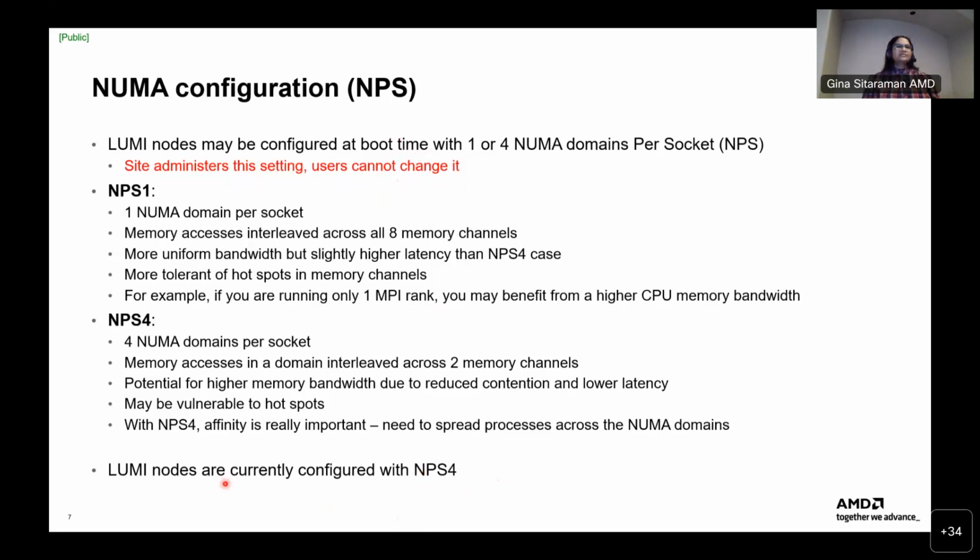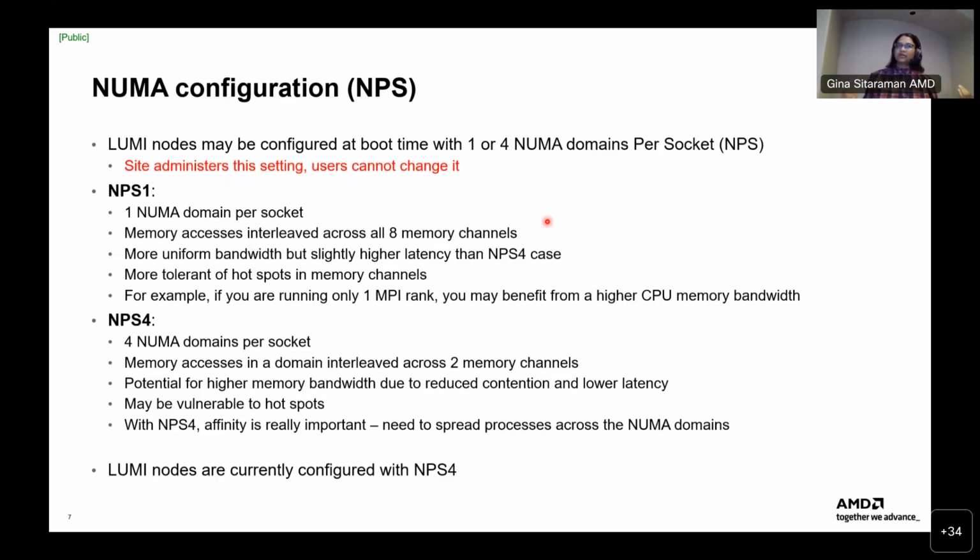So what is the difference between NPS 1 and 4? The difference is how many NUMA domains we have per socket. In NPS 1, we have 1. NPS 4, we have 4. When we have just one NUMA domain in a socket, say we have 8 memory channels, all of your memory accesses are going to be interleaved across all of these 8 memory channels in NPS 1 mode. So it gives us more uniform bandwidth no matter which core you are accessing that data from.